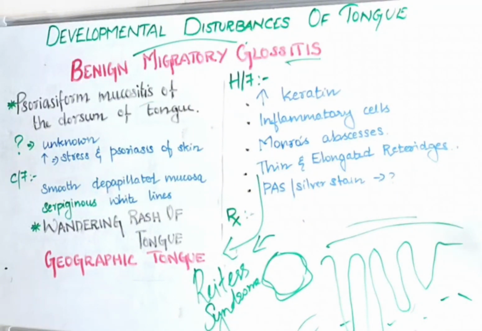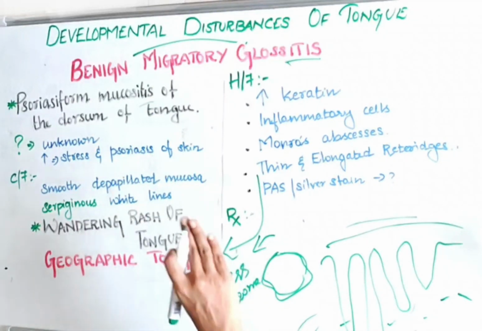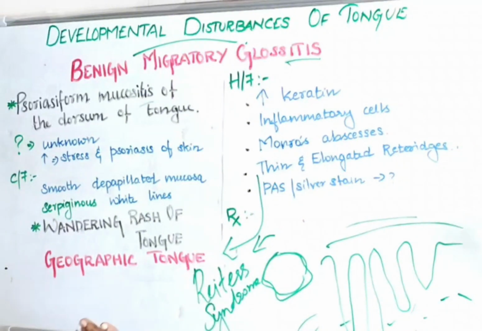Now, when you go for periodic acid Schiff stain, that is PAS staining, or silver stain, then we can see there is growth of candidal hyphae or candidal spores in the epithelium. In the superficial layer of the epithelium, we can see the candidal growth.